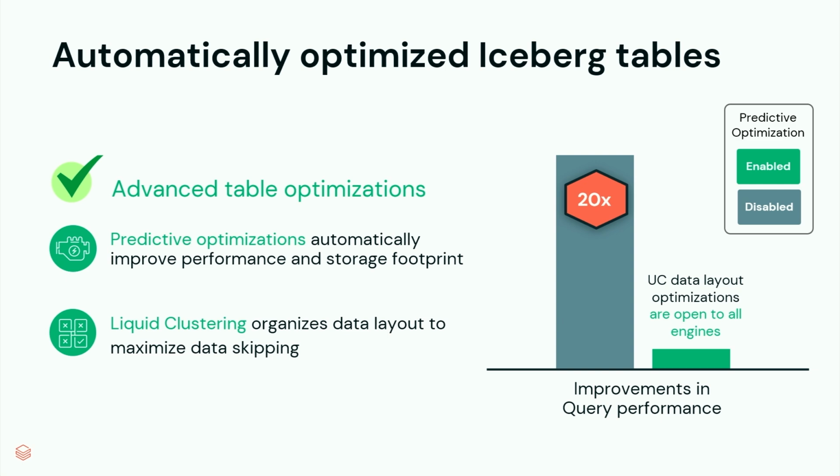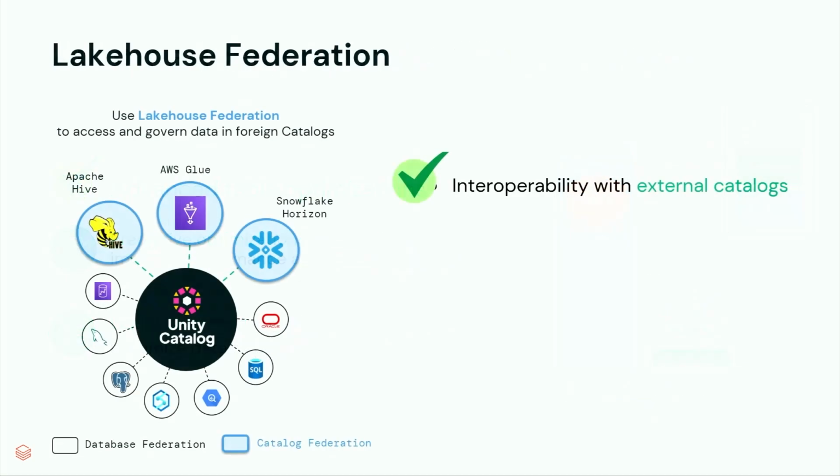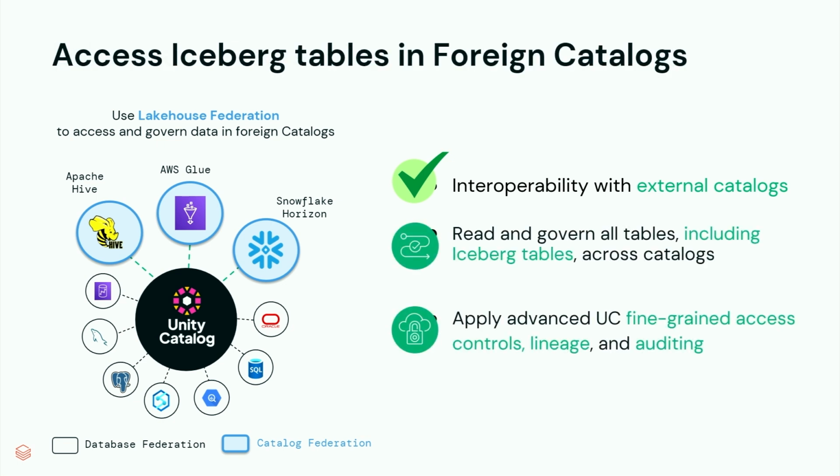All right. And our last criteria was interoperability with other Iceberg catalogs. So the way that Unity Catalog solves this problem is through Lakehouse Federation. So how does Lakehouse Federation work? There's really two ways that we connect to external data sources with Lakehouse Federation.